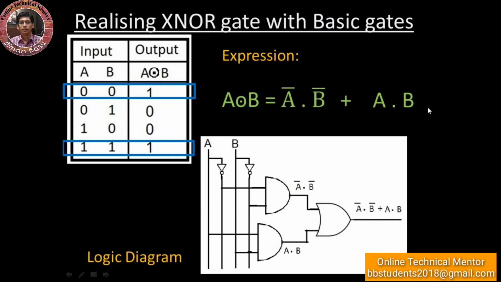Similarly, there are A dot B. Draw a connection from A and B line and draw an AND gate because AND is between A and B. Again, their output will be inserted to an OR gate because these two terms are attached with an OR gate. Just draw the OR gate and you will get the final output A bar B bar plus AB, which is equivalent to A XNOR B.